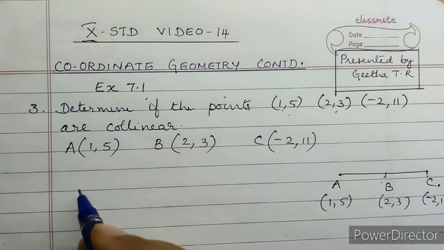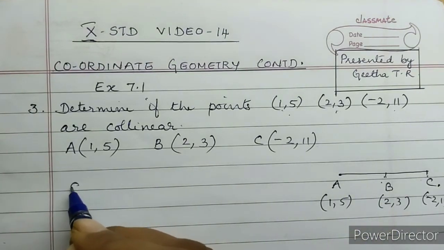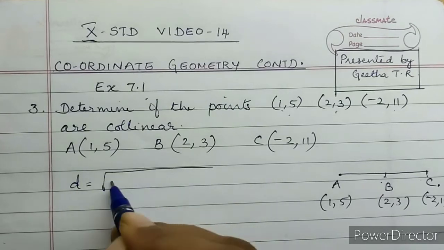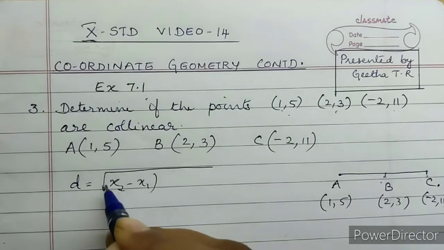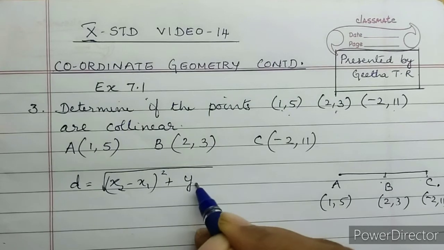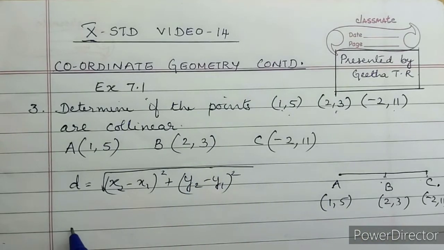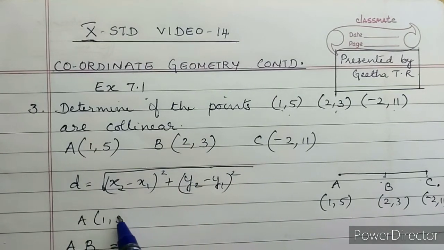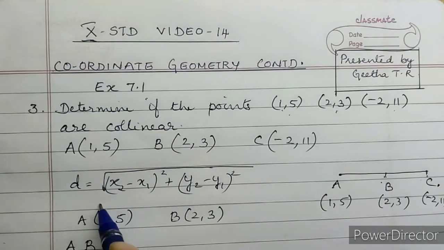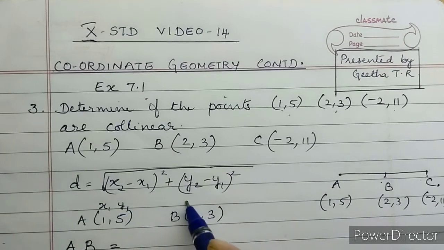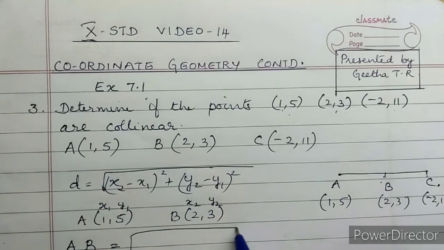First we will find AB. For the distance formula, first you write square root of (x2 minus x1) the whole square plus (y2 minus y1) the whole square. So first we will find AB. That means point A (1, 5), B (2, 3). Put x1, y1, x2, y2, so it will be easy for you.